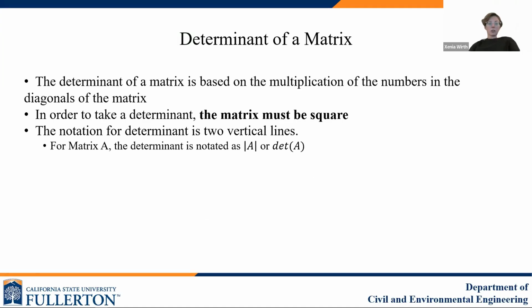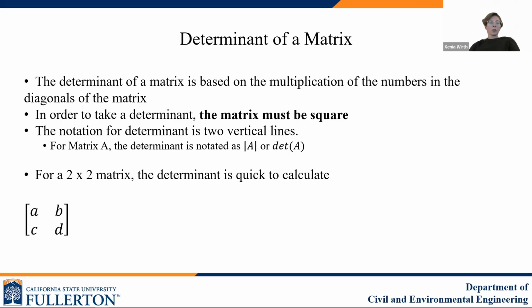The determinant of a matrix is based on the multiplication of the numbers in the diagonals of the matrix. This can be very useful for doing things like finding eigenvalues when you take differential equations. In order to take a determinant, the matrix must be square. And the notation for this is either 2 vertical lines, or sometimes you see DET of parentheses, the name of the matrix. For a 2 by 2 matrix, the determinant is quick to calculate.